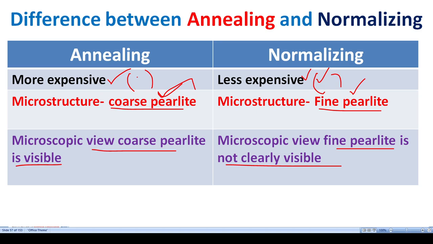With a normal microscope it is not possible to see it correctly, so using an electron microscope, the pearlite structure can be easily visible. Okay, thank you.